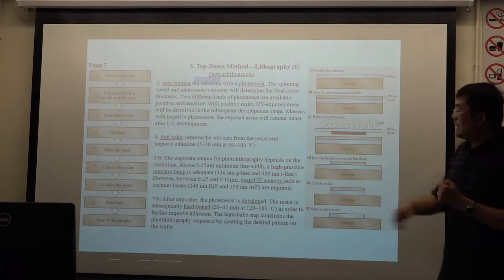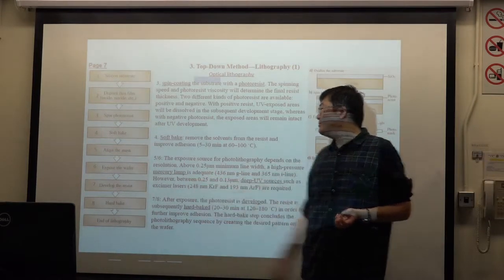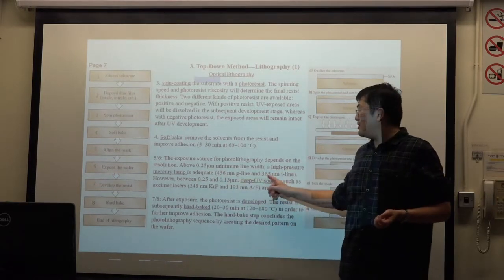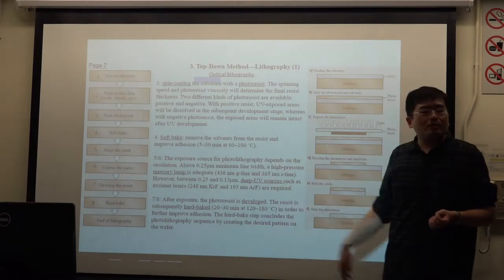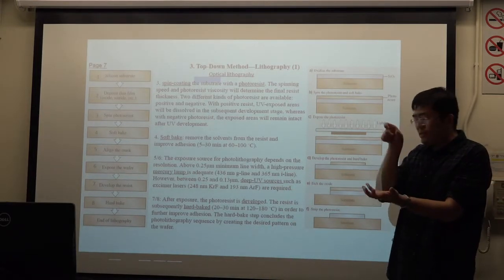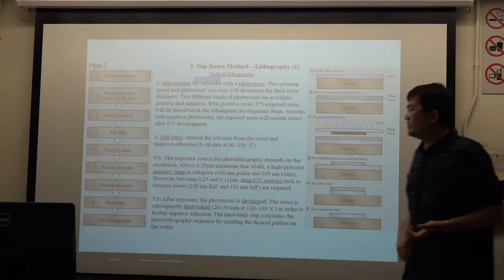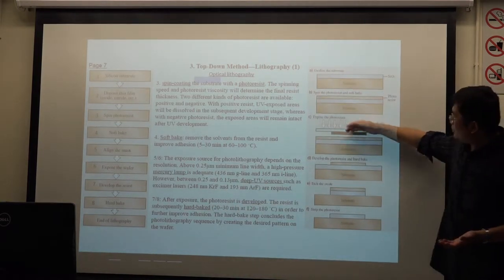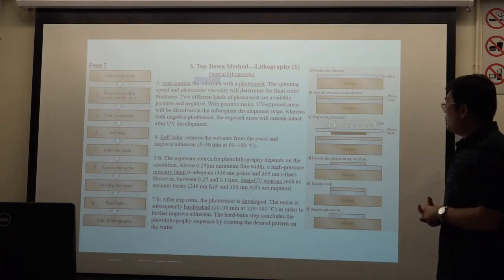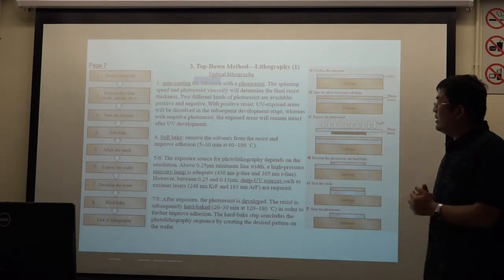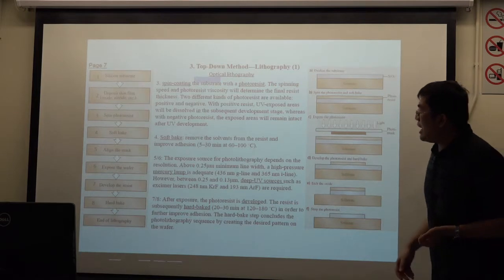For the exposure source, depending on the resolution, we can use a mercury lamp, which will achieve maybe 300 or 400 nanometer resolution. Typically, we use a deep UV source, because UV light has a shorter wavelength and can give higher resolution. We expose the pattern onto the wafer. The next step is what we call development.